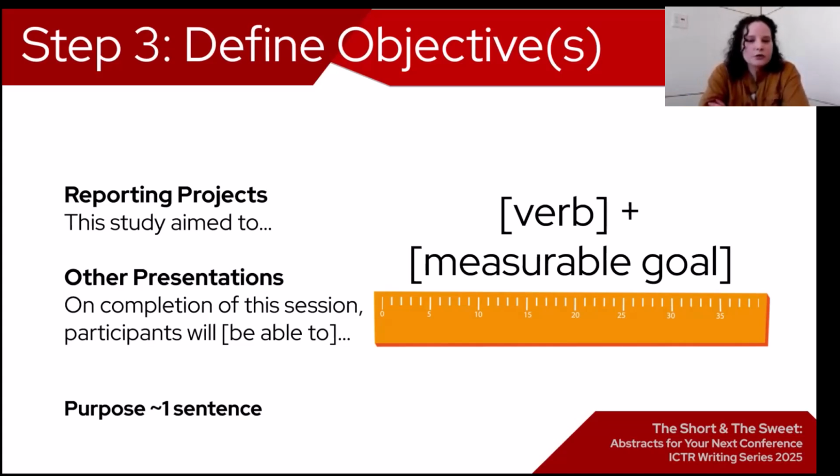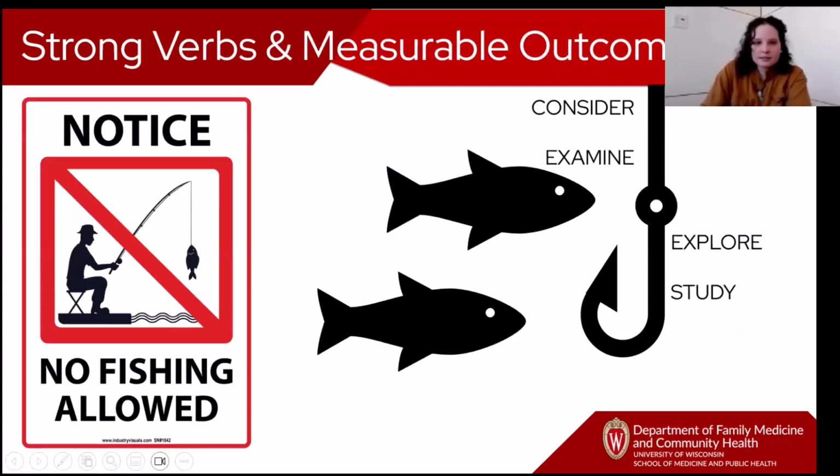This purpose statement will usually be about 1 sentence. If you had, and you probably did have, multiple aims for a study, anticipate needing to summarize those into 1 sentence for the abstract because of word count. Okay, and we're going to spend some time talking more about strong verbs and measurable outcomes. I'm starting with a reminder that no fishing is allowed.